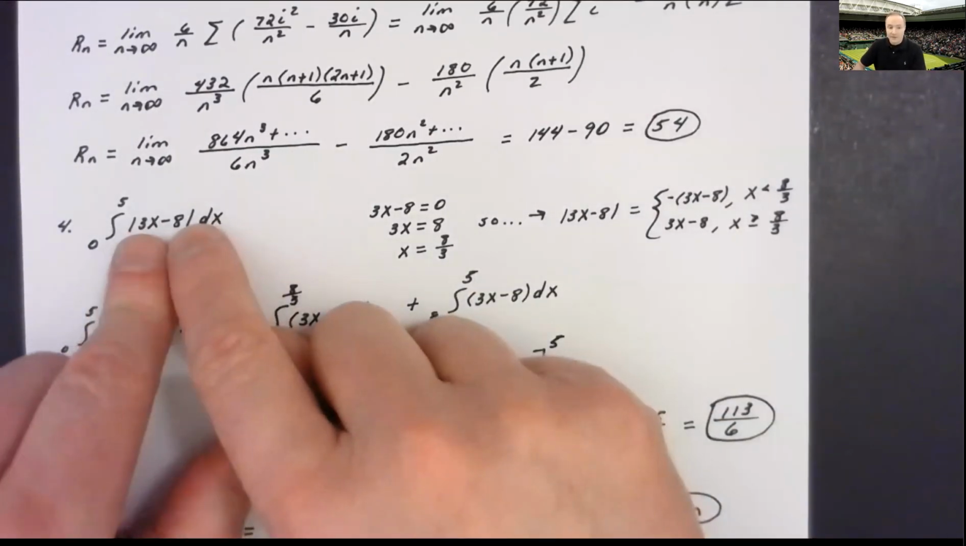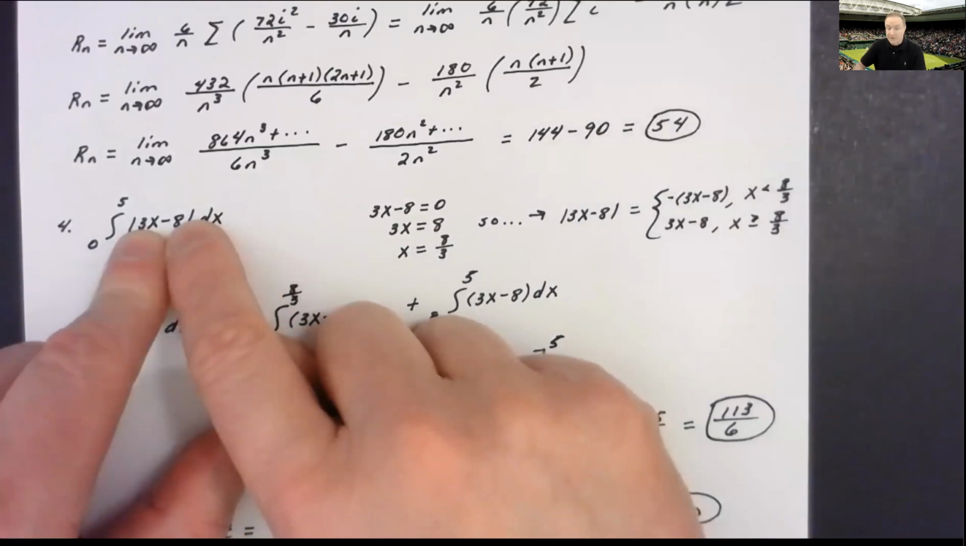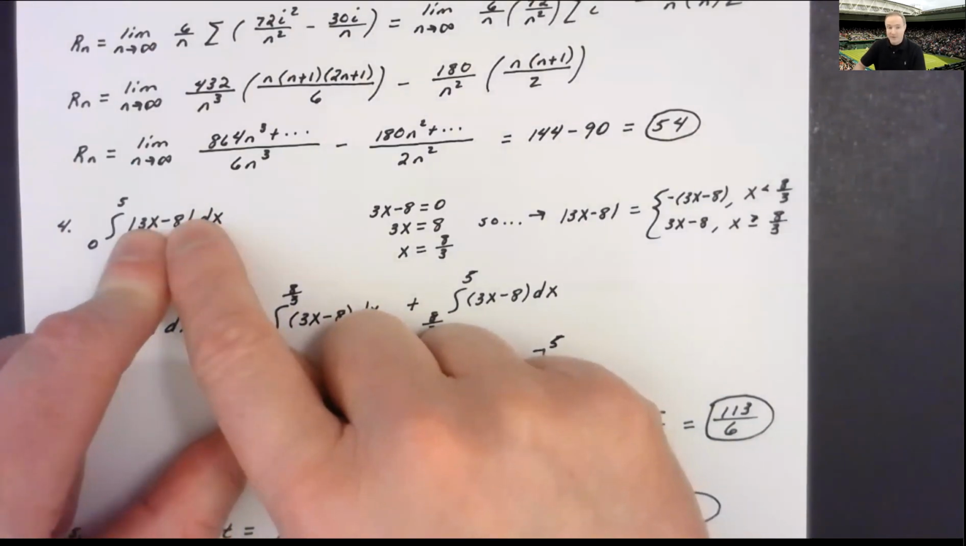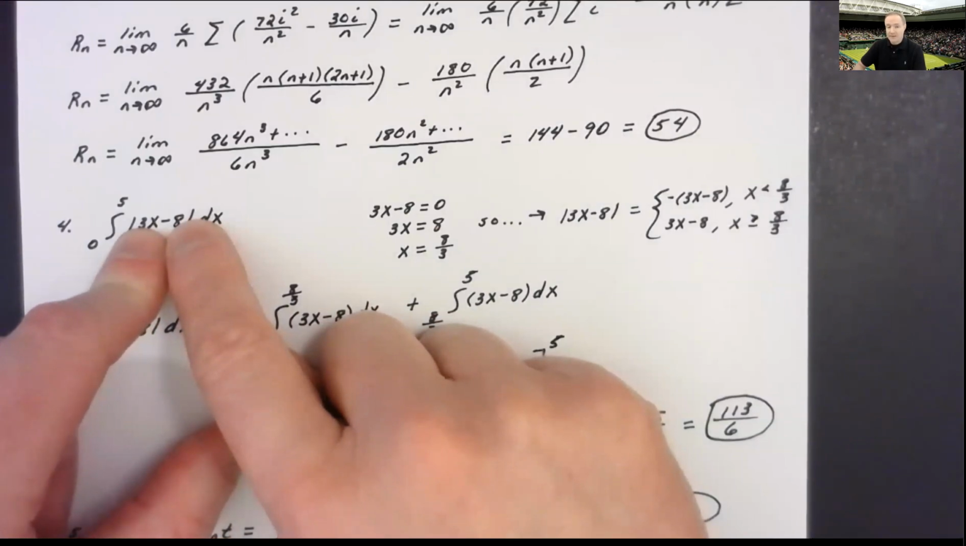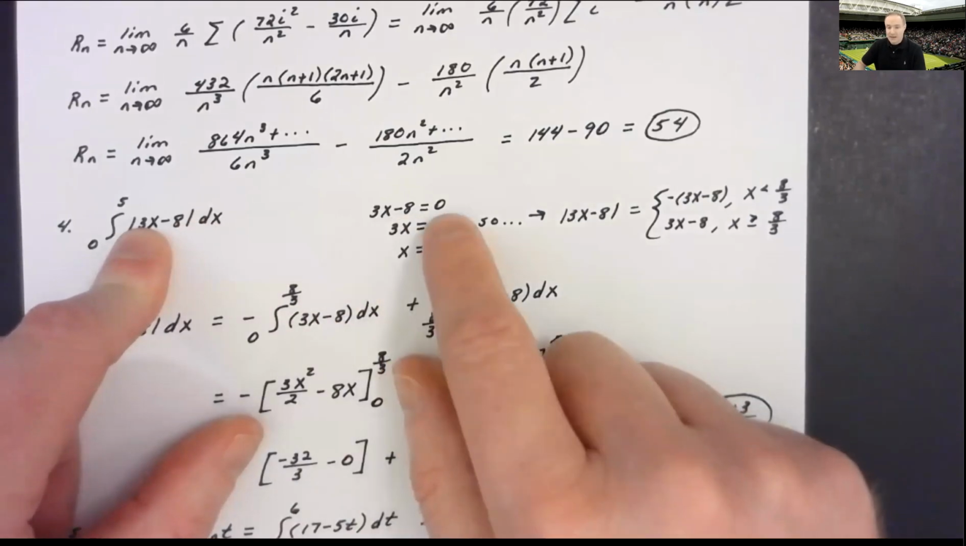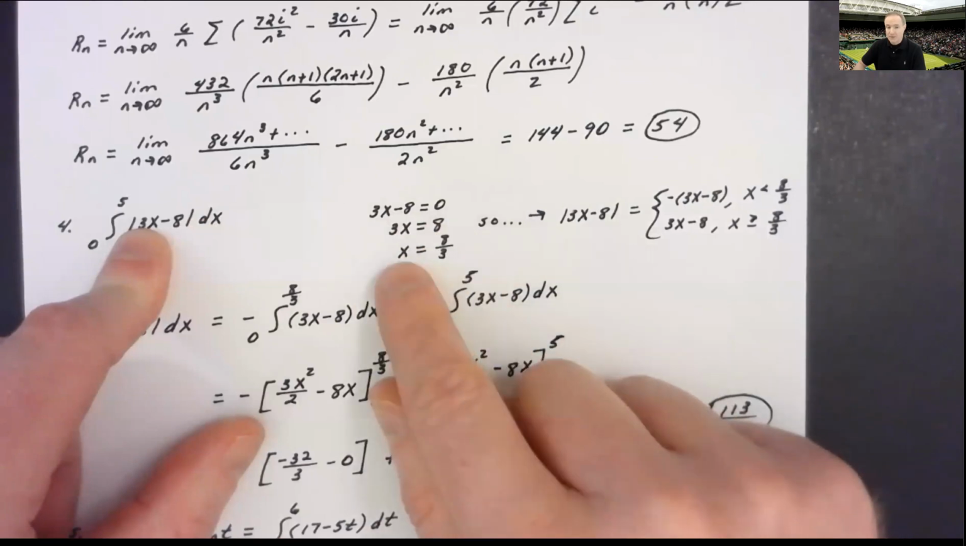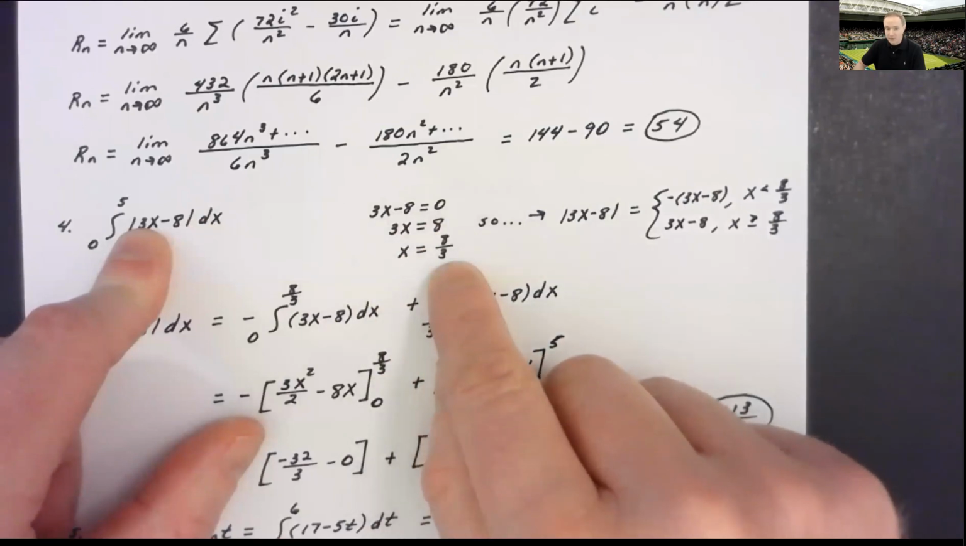So we have to say, I'm going to have to look at what's inside of that absolute value and consider when it's positive and consider when it's negative. When it's positive, the absolute value does nothing. When it's negative, the absolute value is going to act as the negative of that group. So I set what's inside equal to 0, and I know that that's going to happen when 3x is 8, or at x is equal to 8/3.